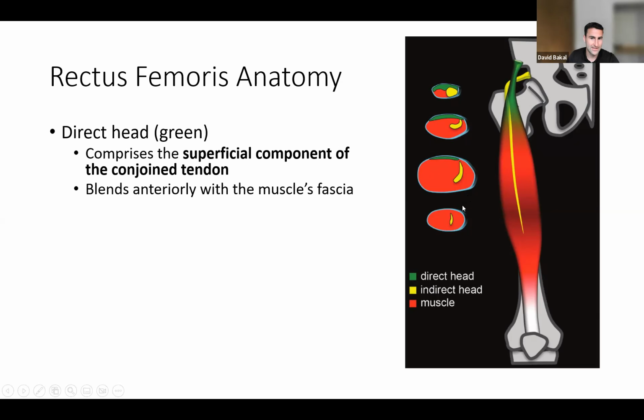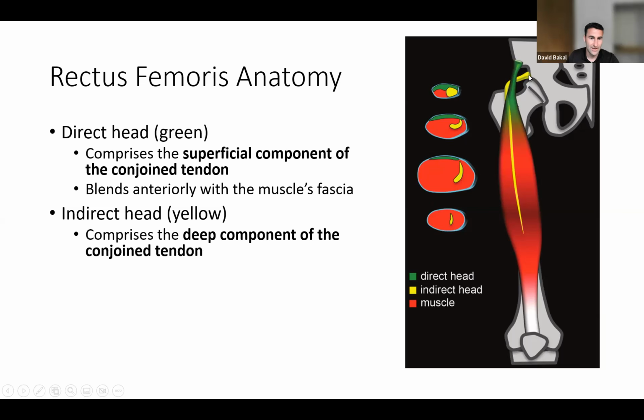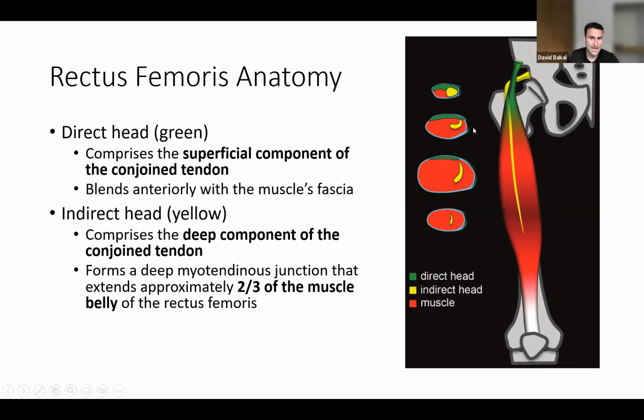It remains anterior, but by the mid portion of the rectus, it has disappeared. The indirect head, we said, is this yellow one here, starting from the superior acetabular ridge. It comprises the deep component of the conjoined tendon, as you can see here. And then it forms that deep myotendinous junction that goes about 2/3 of the way down the rectus femoris.